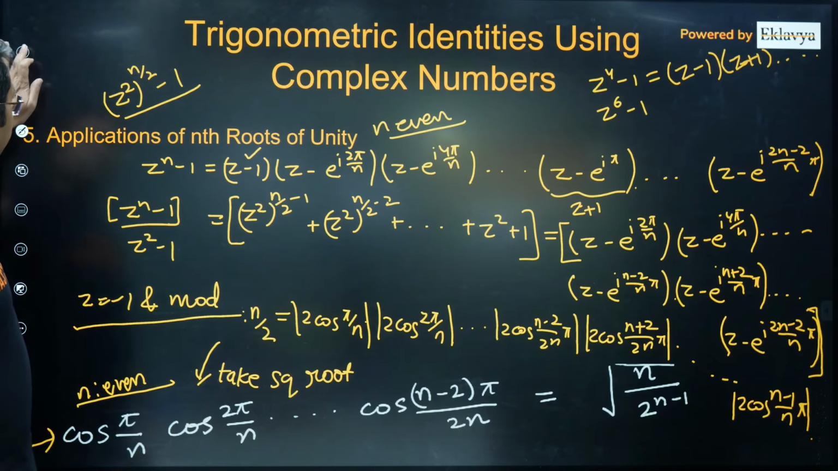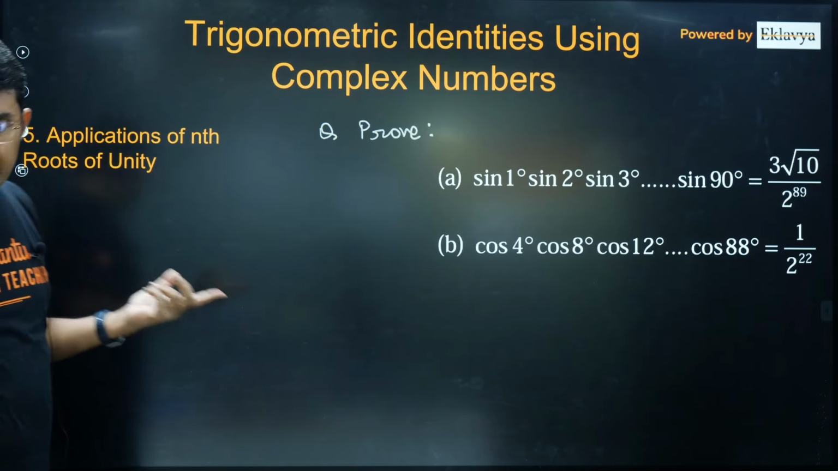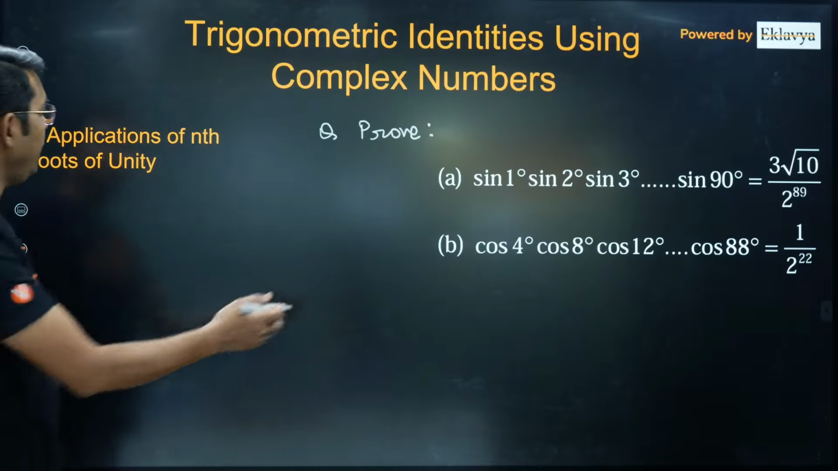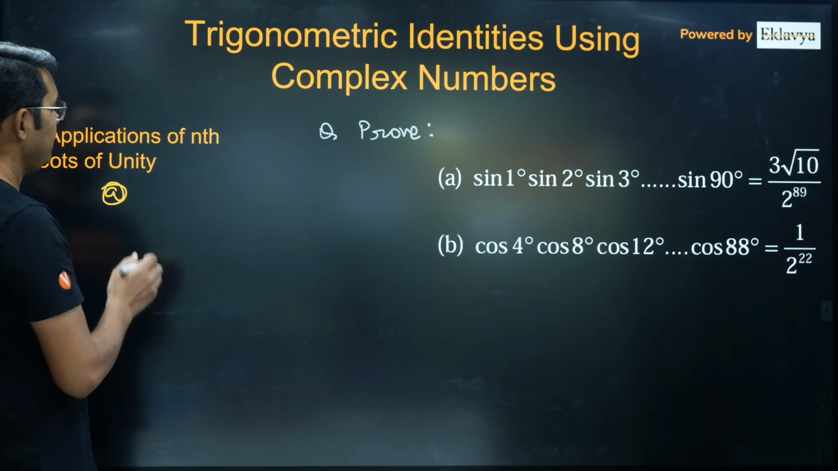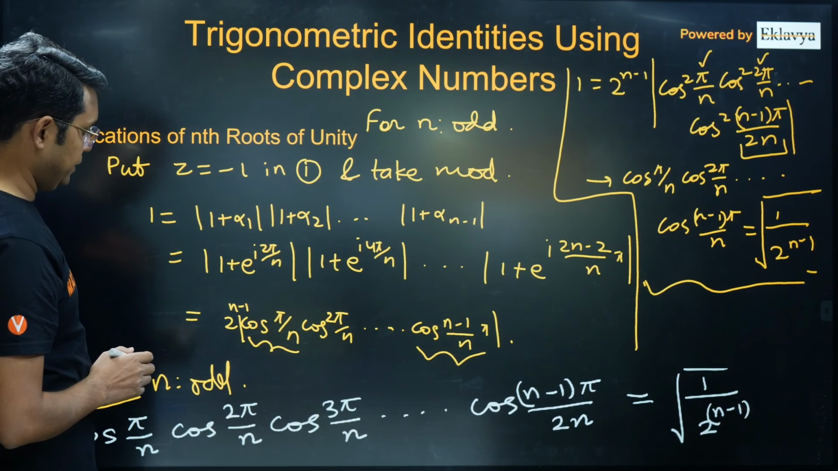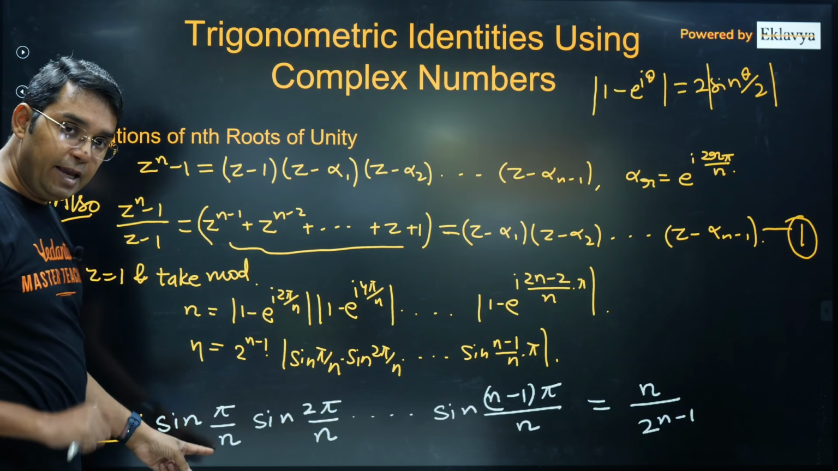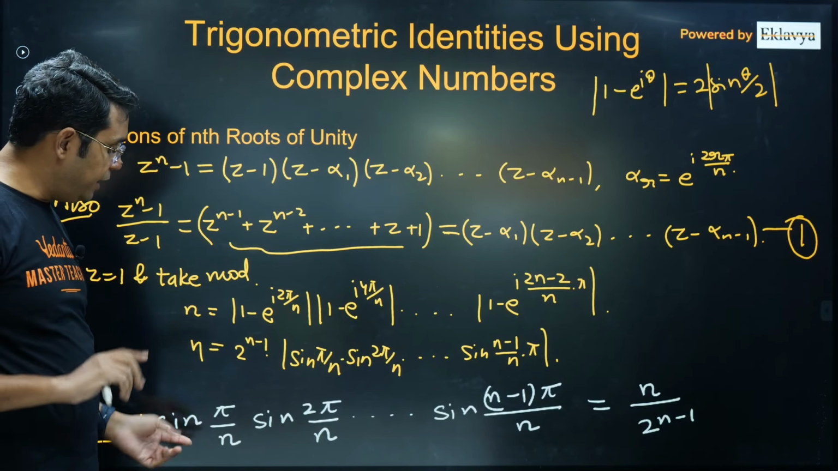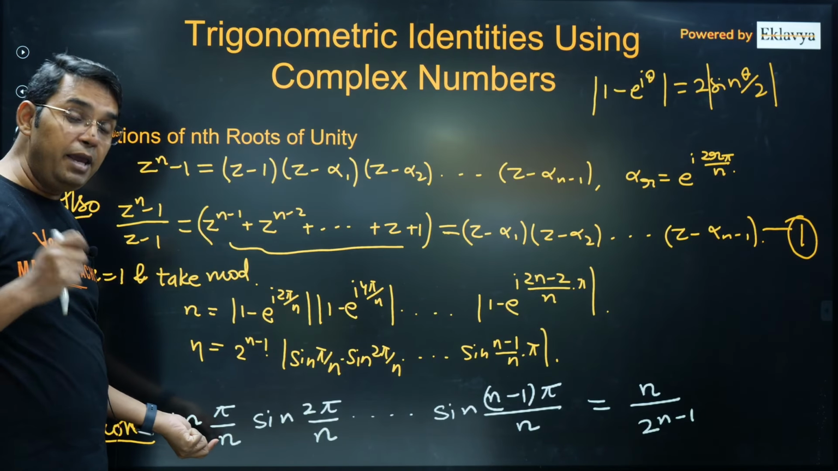Now based on that, there can be many questions like sine 1, sine 2, sine 3. I think this A part is nothing but that result. If you remember this result of sine, if I take n as 180 degree, and we write pi in degrees.